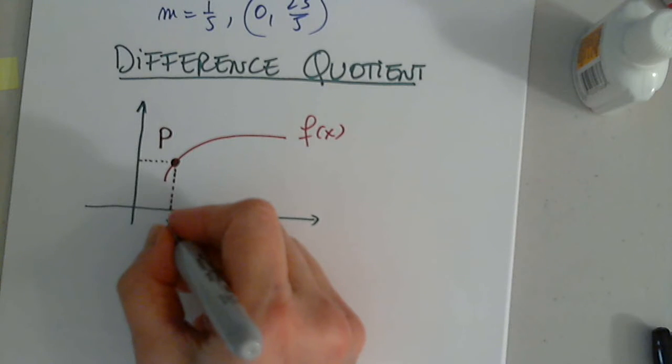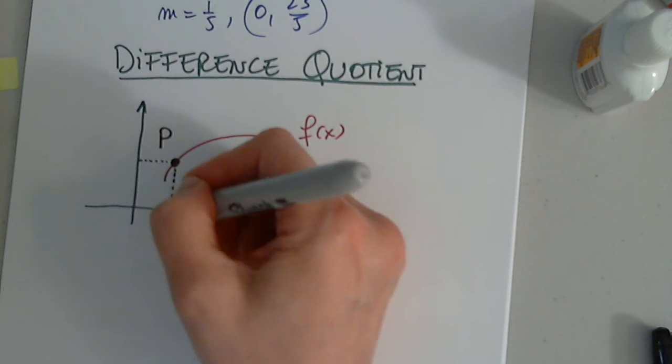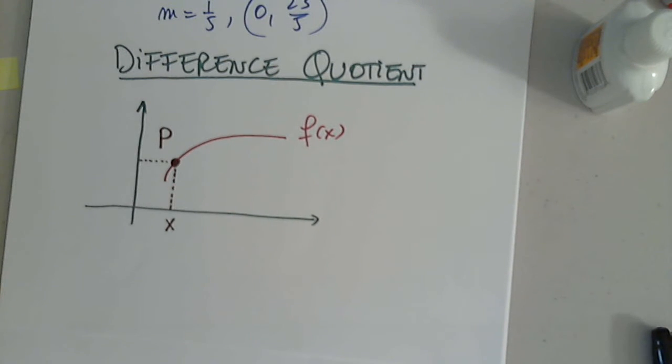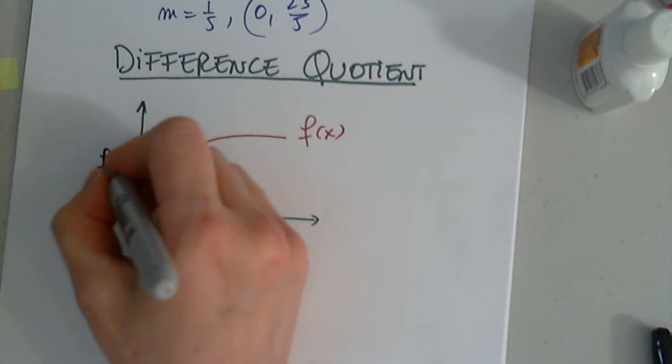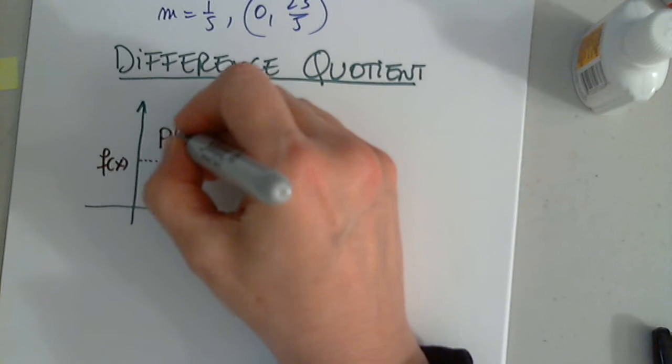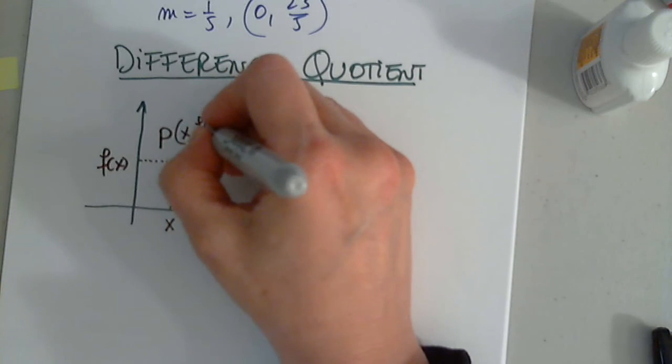And if the x coordinate of P is x, what will be the y coordinate of P? Let's say Lindsay. It should be y. Correct. How do we write y in a different way? Excellent. Thank you very much. So the coordinates of P are x comma f of x.